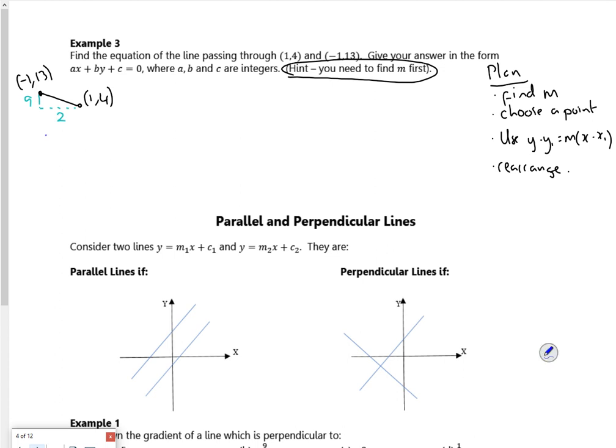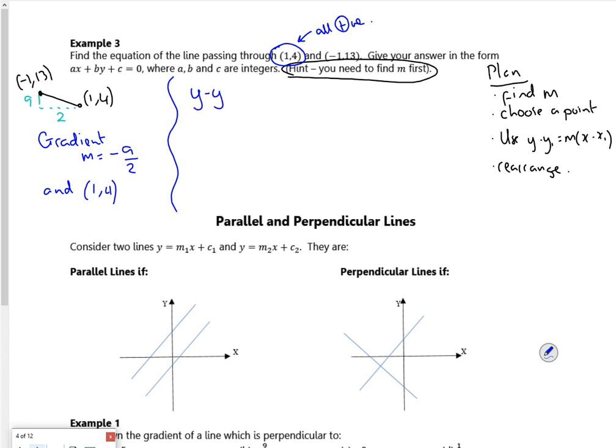So my gradient is going to be minus, because it's going down, 9 over 2. So the picture helps me make sure I get the sign right on the gradient. I'm going to choose a point, I'm going to use 1, 4, only because it's all positive. It just makes it a little bit easier for me. So I'm going to use that gradient, and 1, 4.